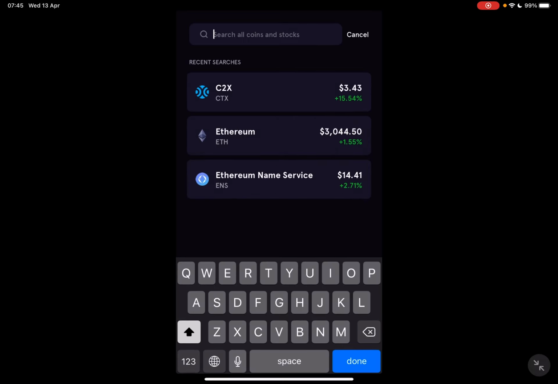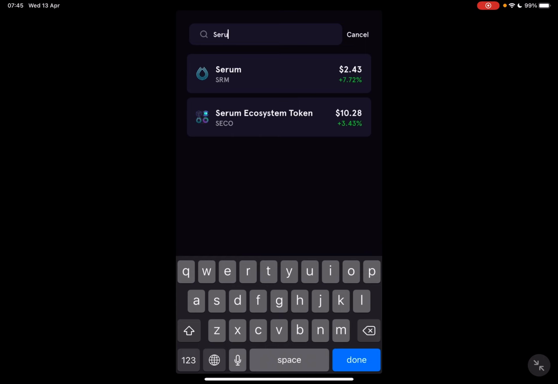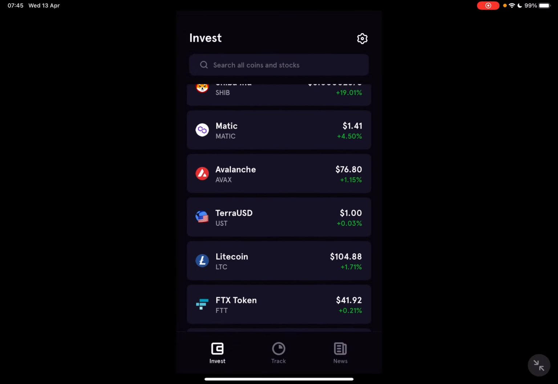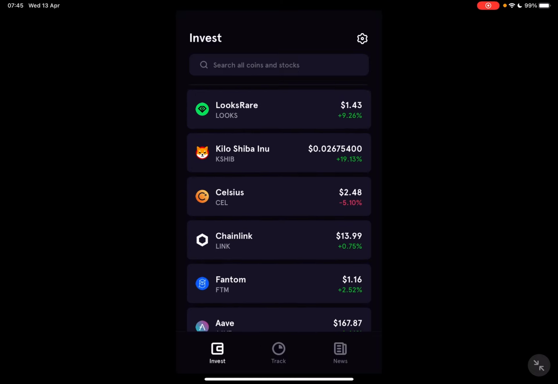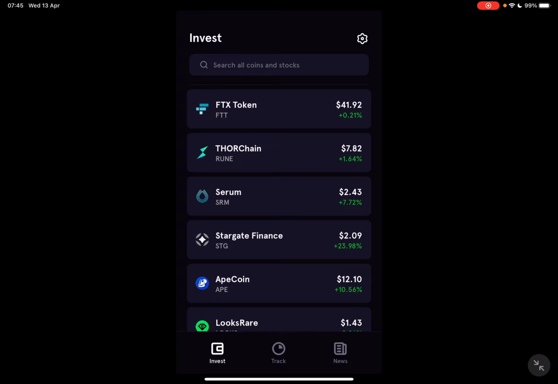You can either go to the search bar and type in the crypto that you are looking for, Serum for us right now, or you can go on and browse the list, which can also be a useful tool because you might find some crypto gems that you wouldn't if you just looked up your crypto in the search bar.